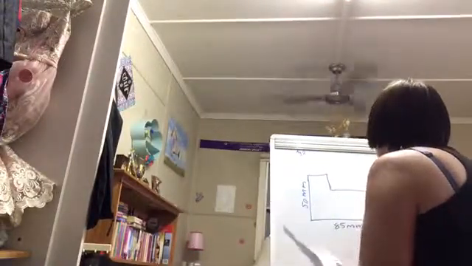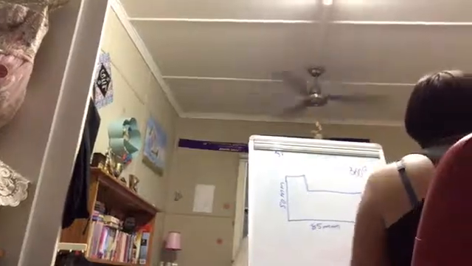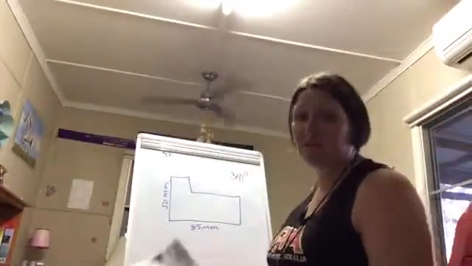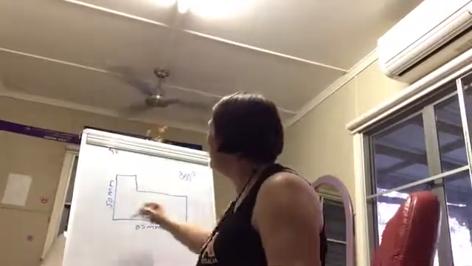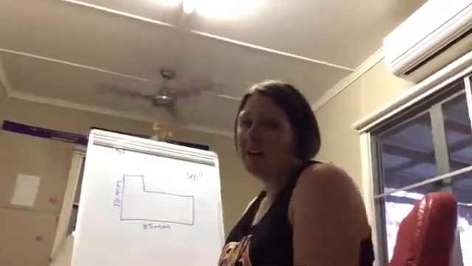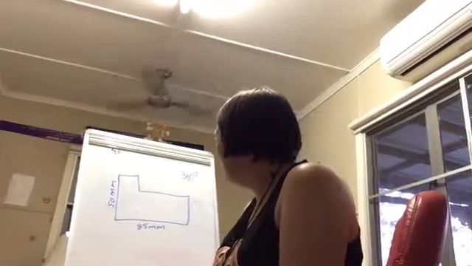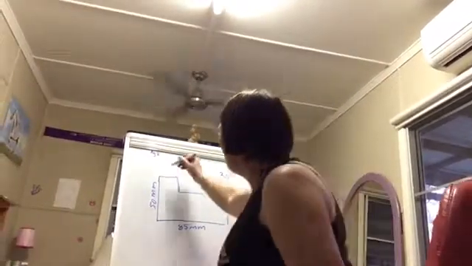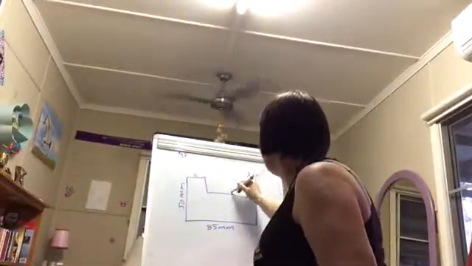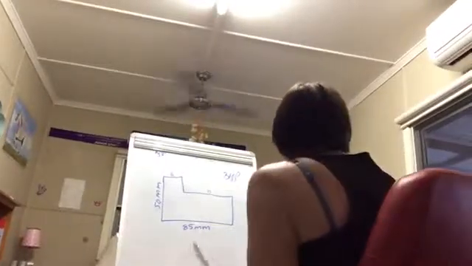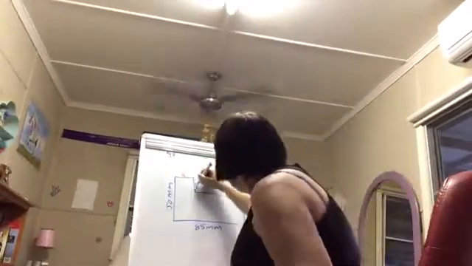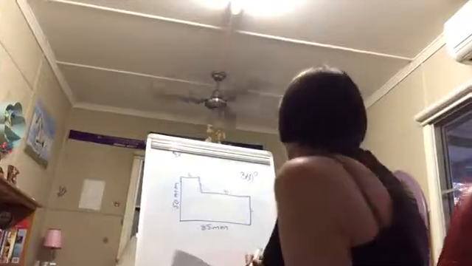Okay. This is 50 mil. This is 85 mil. Okay. Alright. Again, it wants me to find out the distance, the perimeter around it. It wants me to find out the distance around the outside. Alright. I'm going to call this side A and side B. And I'm going to call this side C and side D.